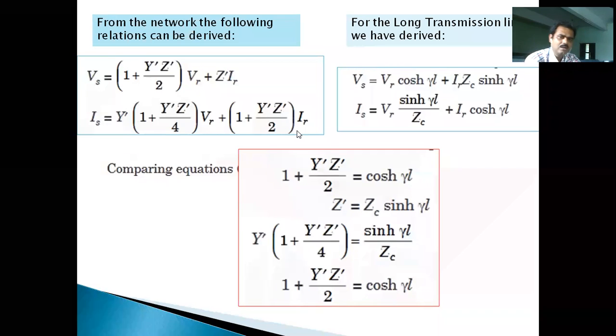If I compare the quotients of receiving and current IR and IR, you will get 1 plus y dash z dash by 2 is equal to cos h. So once we get these equations, now using the second equation, z dash is equal to the characteristic impedance multiplied with sine h gamma l. Okay, so that I have taken.